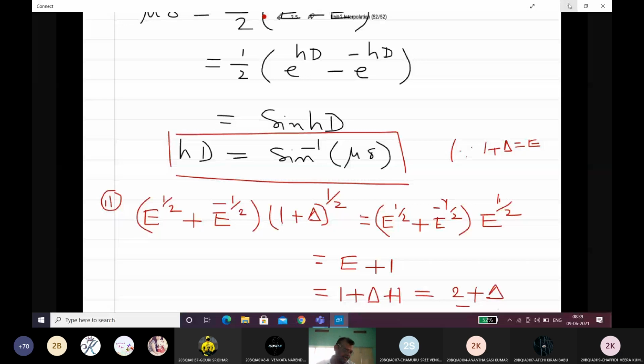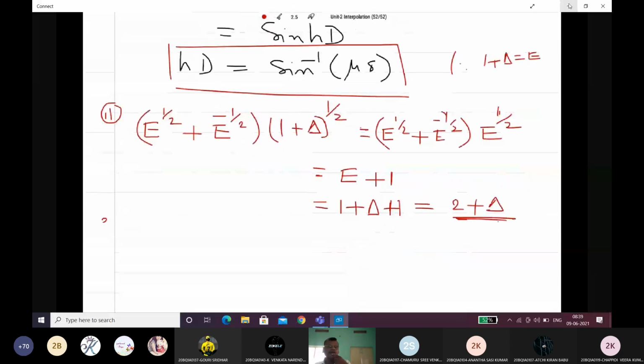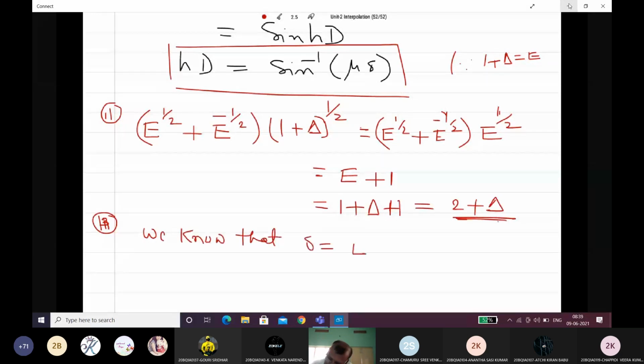Right? And again the third one. What is the third one? 1 by 2 small delta square plus delta into root over 1 plus small delta square by 4. That we have to expand. We know that small delta value is equal to e power 1 by 2 minus e power minus 1 by 2. That we have to use.